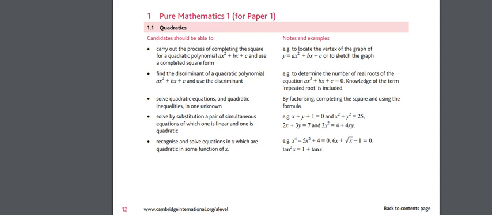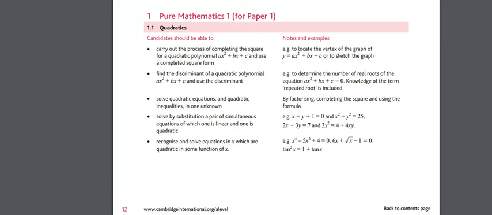We're going to start by looking at the syllabus for paper 1 for the Cambridge board, and we're going to go through point by point each element that is required of the syllabus, look through problems and examples, and obviously ask questions as we go along the way. So looking at point number 1.1, we're looking at quadratics, and the first bit of it says carry out the process of completing the square for a quadratic polynomial.